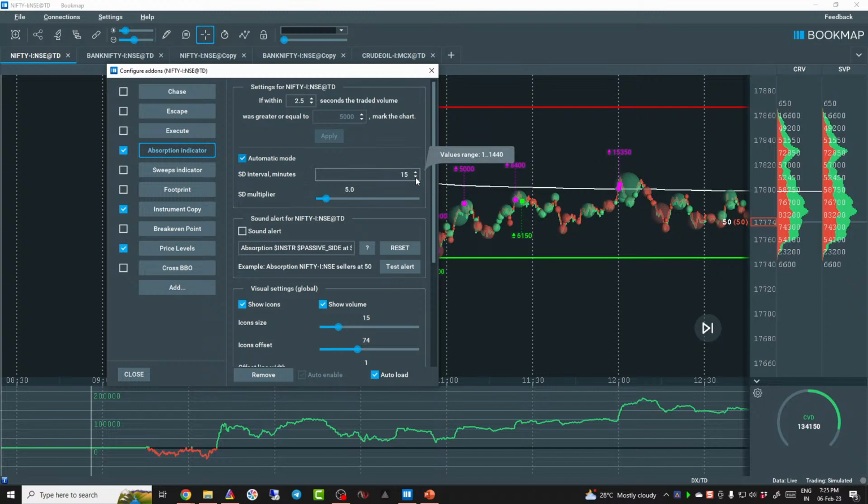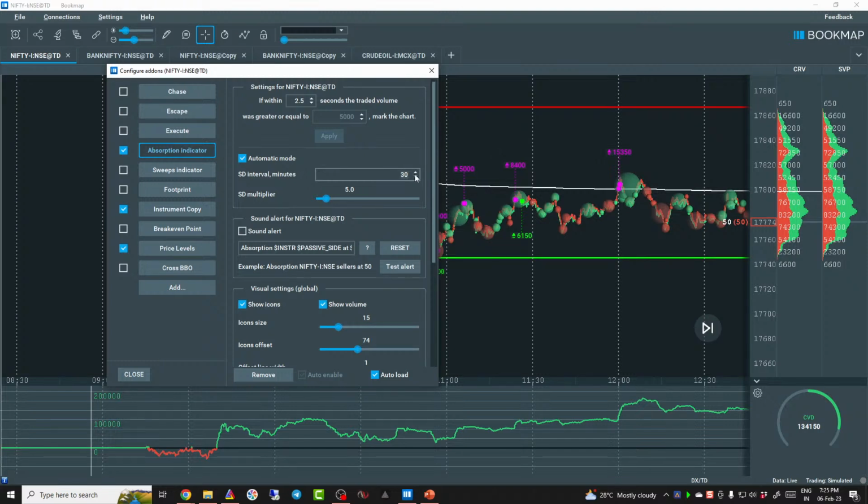After 30 minutes, make it 30 minutes. Ideally you can change it to any particular time period. The lesser the time period you look at, the more dynamic the value will be, but 30 minutes is a more reasonable time frame for any intraday trader to look at. So that's why I am keeping it as 30 minutes.